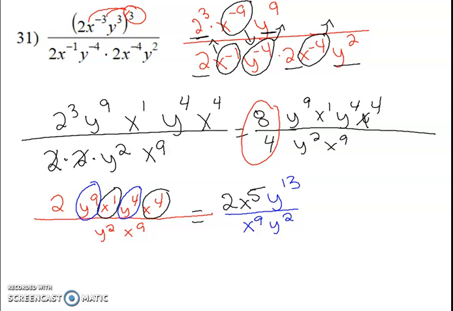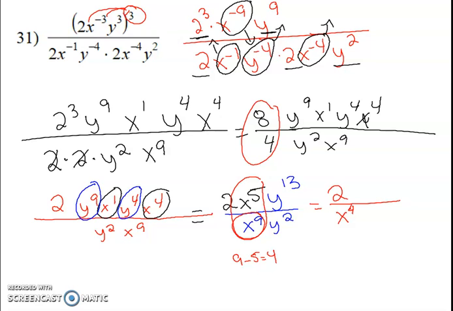Then I can simplify my x's. 9 minus 5 equals 4. And I go wherever the bigger number was, which is on the bottom. So I end up with 2 on the top, x to the 4 on the bottom, because remember 9 minus 5 is 4, and 9 is bigger than 5, so it goes on the bottom.